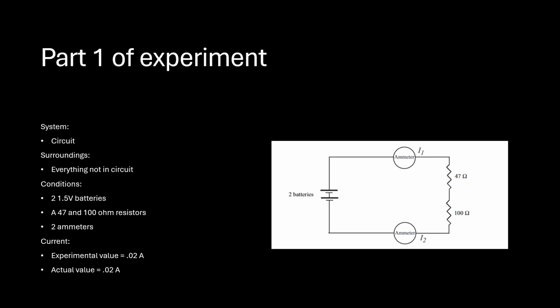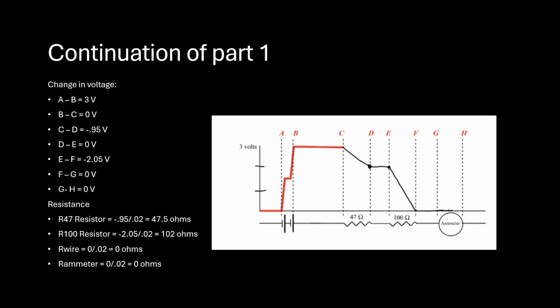The surroundings are everything not in the circuit. The conditions were two 1.5 volt batteries, a 4700 ohm resistor, and two ammeters. The current, the experimental value, was 0.02 A. The actual value was also 0.02 A. Here's the continuation.